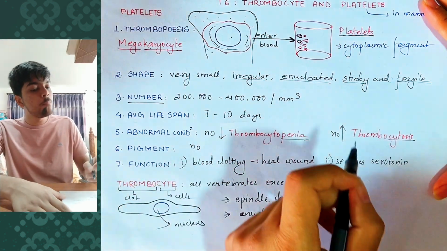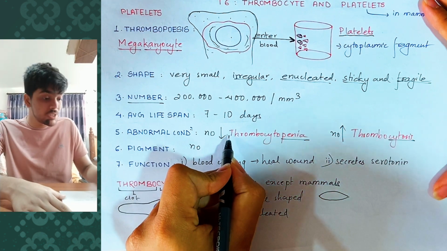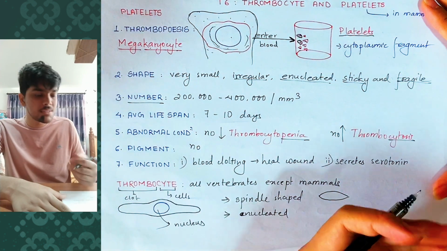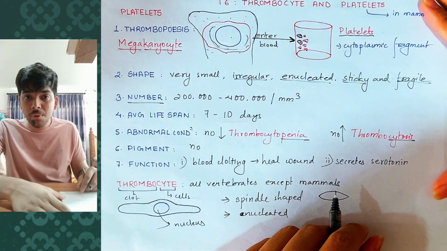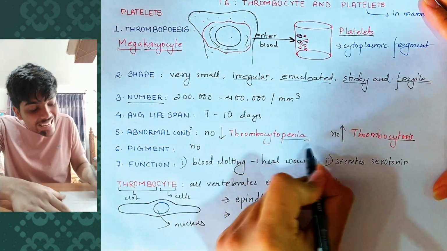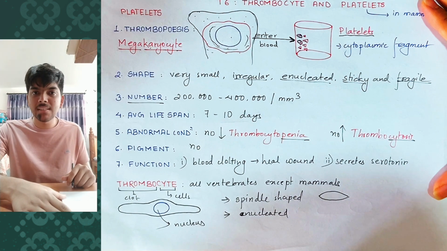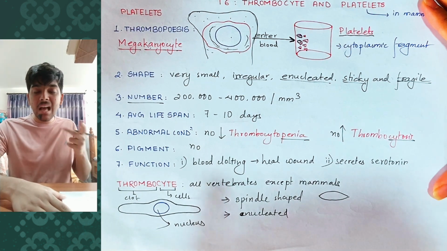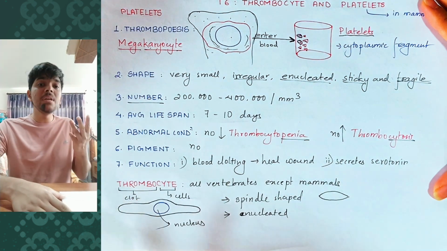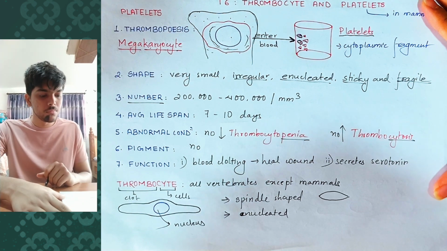When the number of platelets is less than the normal number, then that particular condition is called thrombocytopenia, where thrombocyto refers to platelets. And what did I tell you to remember for a number that is less than the normal count? Penia. Erythropenia, when the number of RBC is less than normal. Leukopenia, when the number of WBC is less than normal. And thrombocytopenia, when the number of platelets is less than normal.